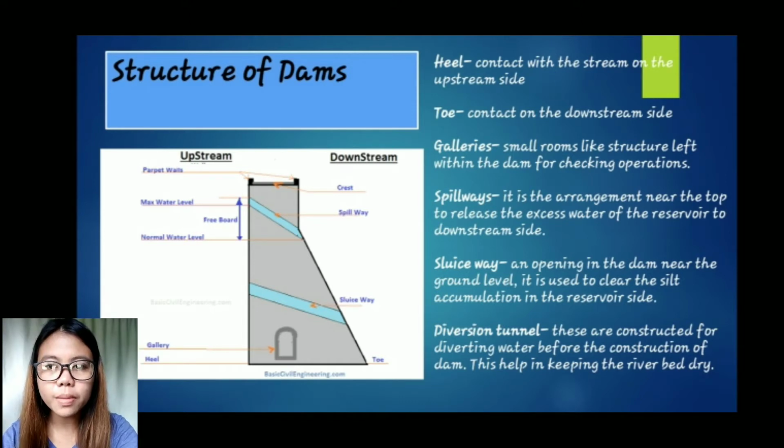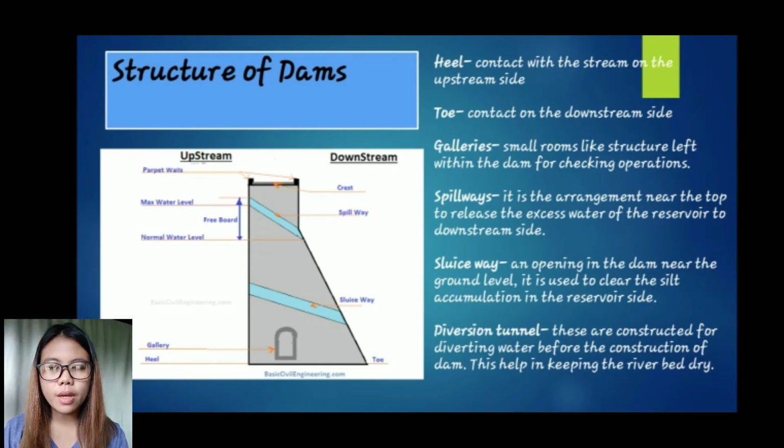Spillways are the arrangement near the top of the reservoir to release the excess water to the downstream side. Before construction, workers build a diversion tunnel. This is to divert water before construction of the dam. This helps in keeping the riverbed dry.